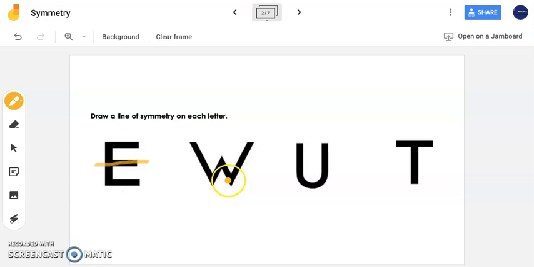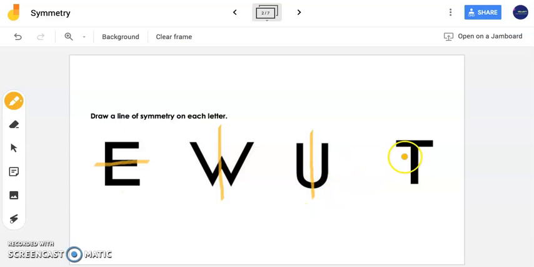Now looking at the letter W, I'm determining what way can I draw a line of symmetry. Should I draw horizontal, vertical, a diagonal, whatever way to show equal parts on both sides of the line. So I'm going to actually draw a vertical line right through W. And when I look to the left and I look to the right, I have exactly the same amount on both sides. So that's showing me that this line of symmetry is an excellent line of symmetry. I'm going to draw a vertical line here as well. And this is going to also tell me that this is an accurate line of symmetry.